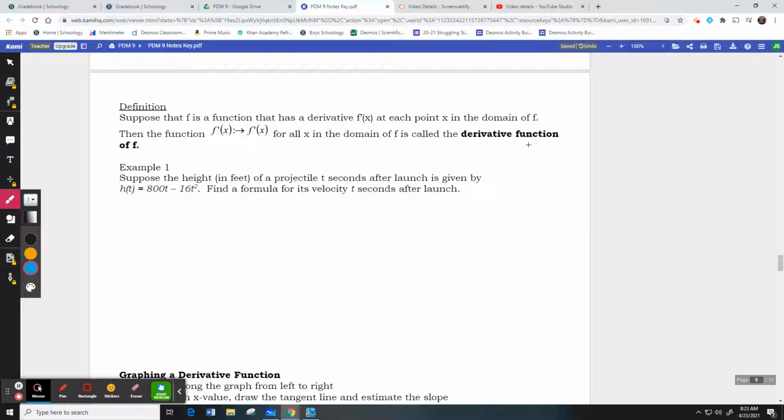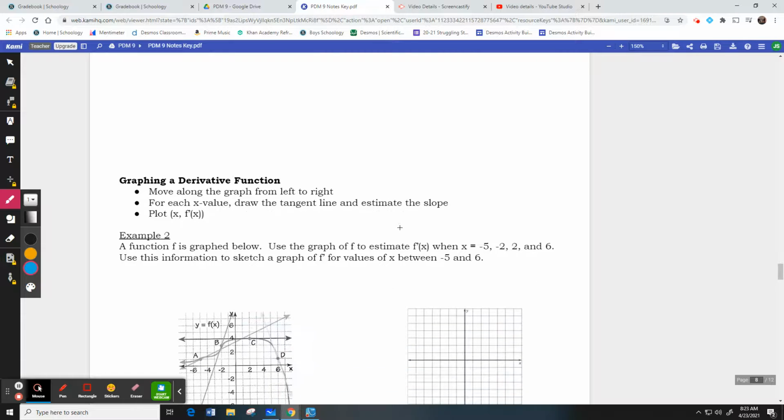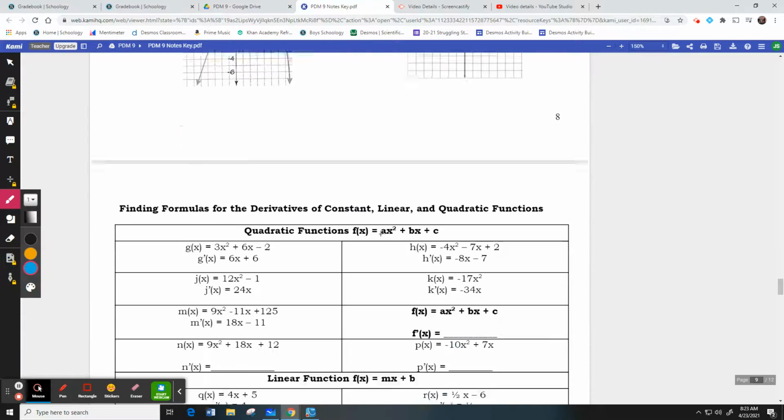So what we're going to do, it says find the formula. It says suppose the height in feet for a projectile t seconds after launch is given by h of t equals 800t minus 16t squared. Find the formula for its velocity t seconds after launch. Okay, we've actually done about 2 or 3 versions of this same problem. We're going to come back to it because I want to show you a shortcut. So we'll come back to this graphing part.